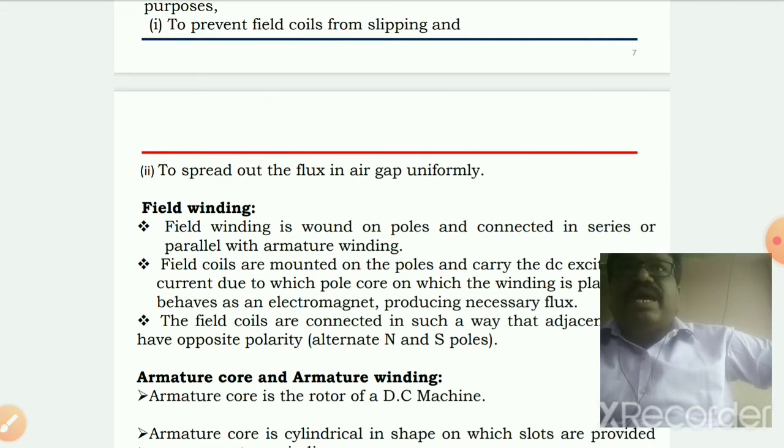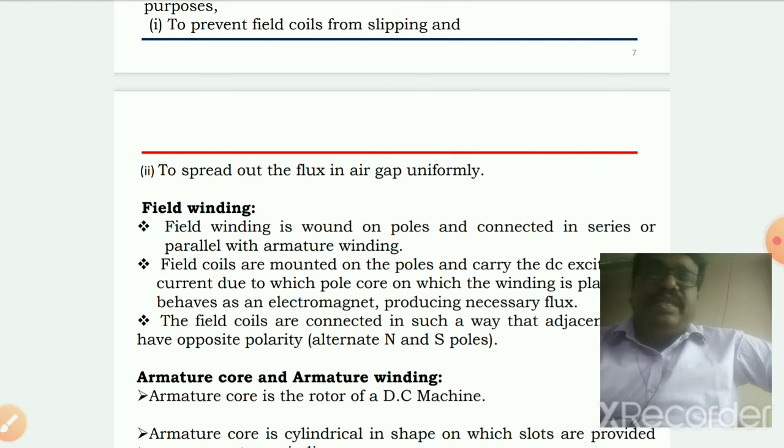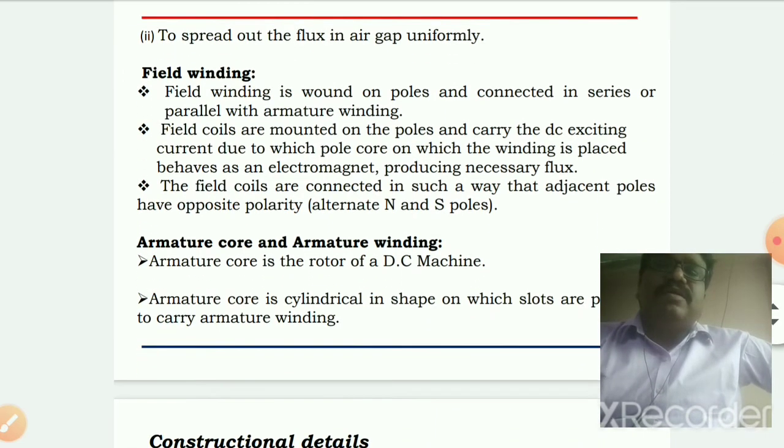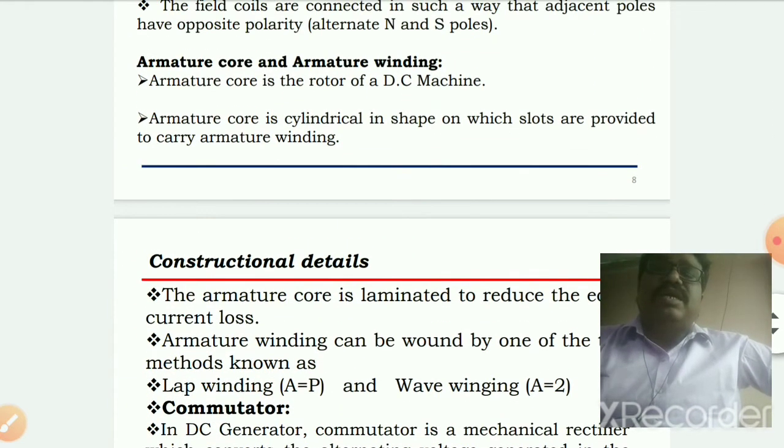The field winding has a thin size and larger length, to carry a small amount of current. The field strength produced in the magnetic poles is larger, but the amount of current required for the excitation is smaller. Therefore, the cross-sectional area of this field winding is smaller and it has a larger length of wire, which is wound on the pole shoes. The next part is the rotor part. It is called the armature core and armature winding.